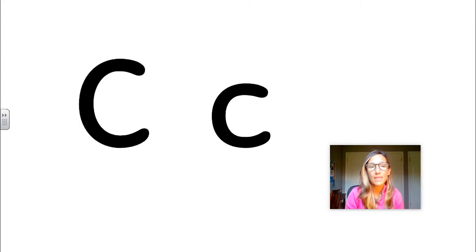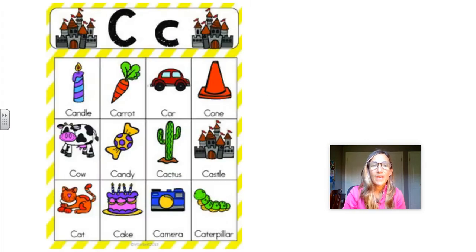So we'll say something like this. C says K. And be careful. Sometimes people will say, C says Kuh. You can hear the sound at the end, and we want to kind of clip that off and just say, C says K. You try. C says K. Okay.